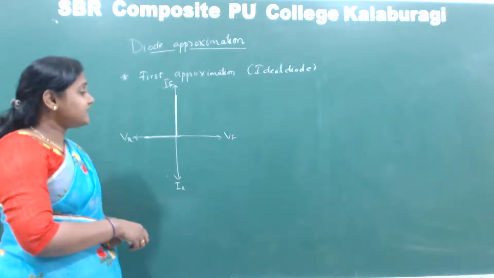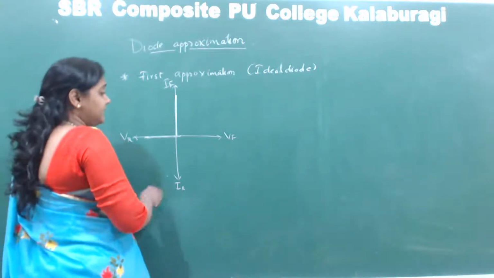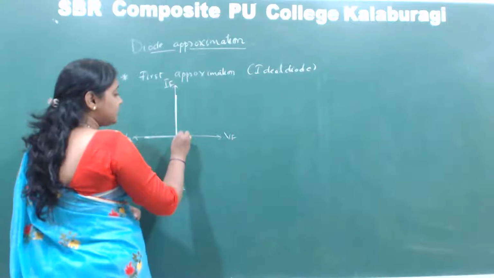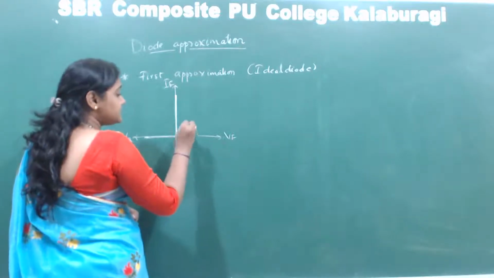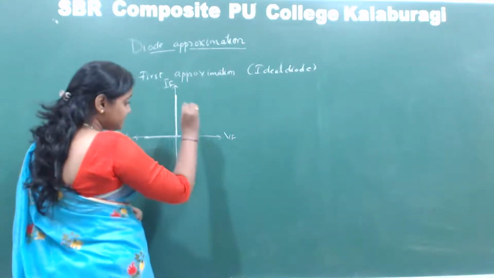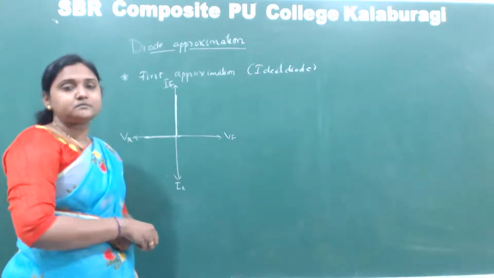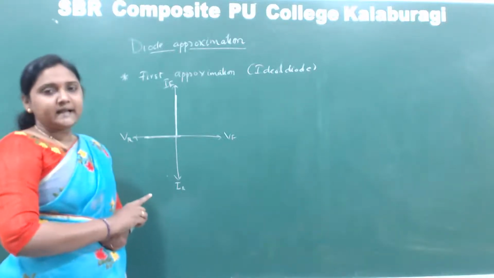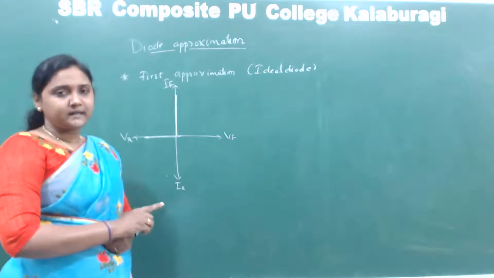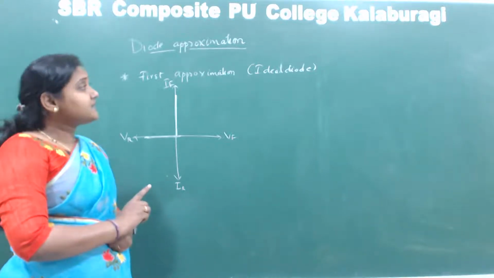But what is the ideal case, and what is the practical case? In the practical case, it does not conduct here, it does not conduct even here. It conducts at 0.3 for germanium and 0.7 for silicon. But we are not considering that case. We are not considering the practical diode case. What we are considering is the ideal diode case.